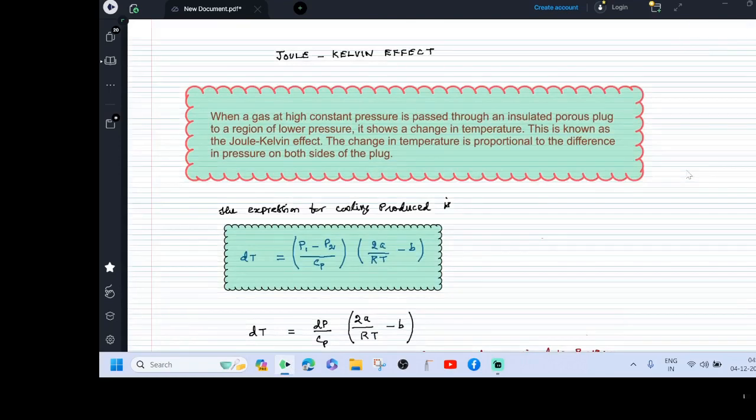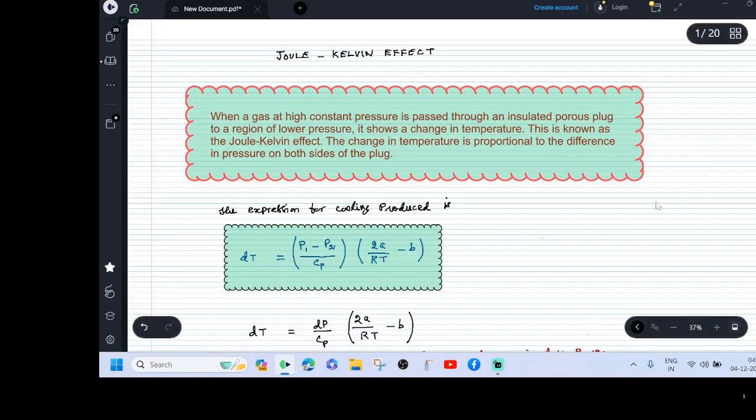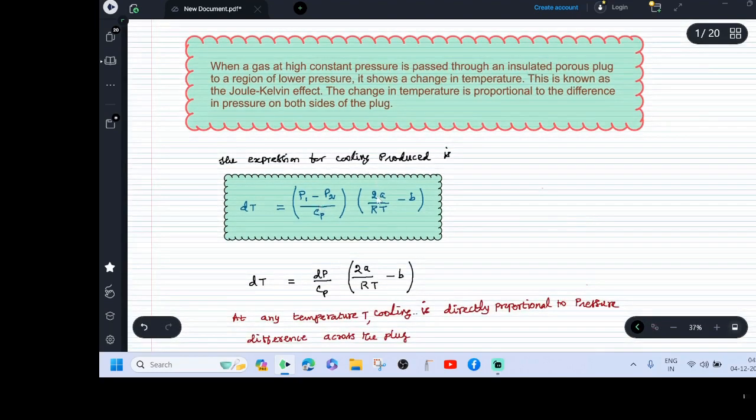As far as the Joule-Kelvin effect is concerned, when a gas at high constant pressure is passed through an insulated porous plug to a region of lower pressure, a change in temperature takes place. The change in temperature is proportional to the difference in pressure on both sides of the plug. This is the expression for cooling: dT = (P1 - P2)/Cp × (2a/RT - b).